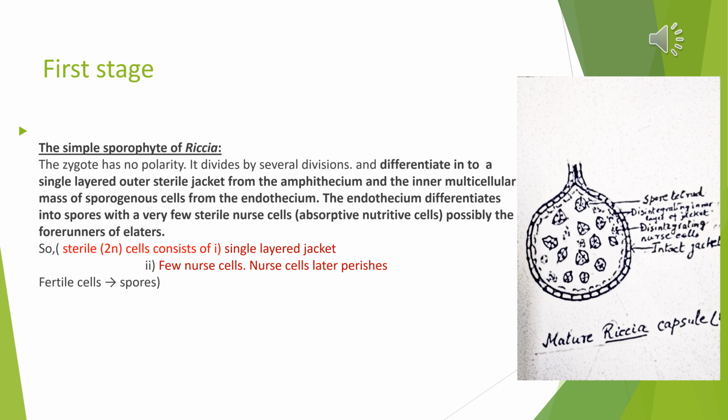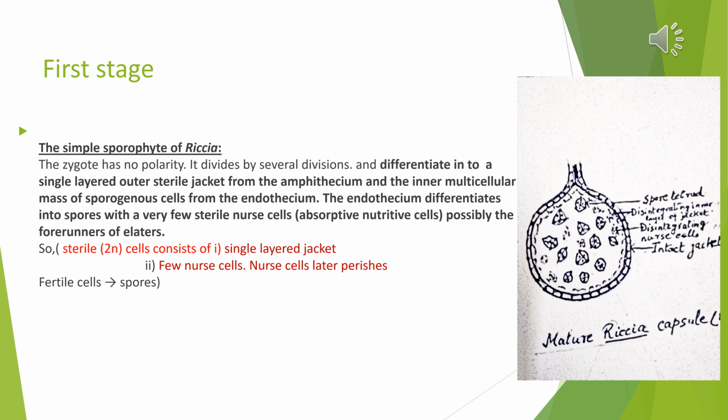So sterile 2N cells consist of 1. Single layered jacket and 2. Few nurse cells. The nurse cells later perish. The fertile cells give rise to spores. So in a mature sporophyte of Riccia, sterile cells consist of only a single layered jacket.